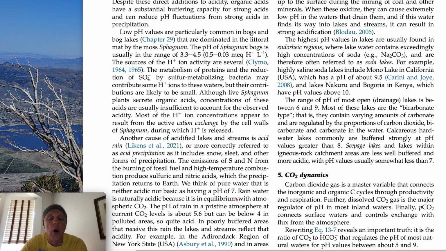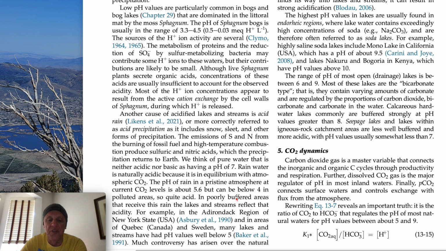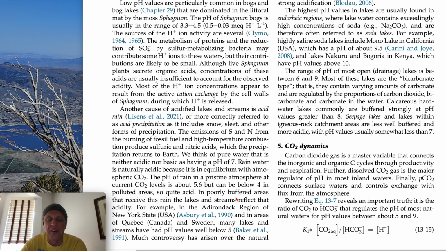We think of pure water that is neither acidic nor basic as having a pH of 7. Rainwater is naturally acidic because it is in equilibrium with atmospheric CO2. The pH of rain in a pristine atmosphere at current CO2 level is about 5.6, but can be below 4 in polluted areas, so quite acid. In poorly buffered areas that receive this rain, the lakes and streams reflect that acidity.